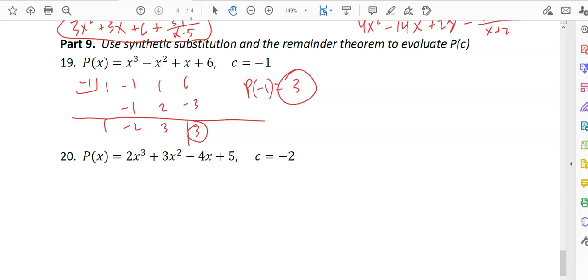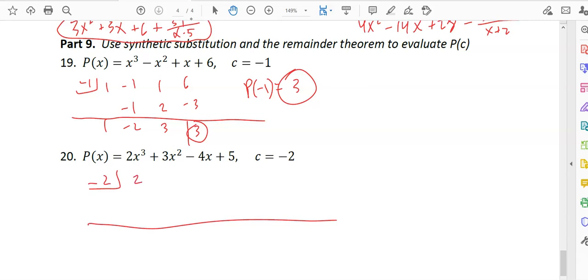If I plugged in negative 1, I get negative 1 minus 1, which is negative 2, minus 1, I'm trying to do this in my head, is negative 3, plus 6 is 3. We get the same answer. Plug it in the old-fashioned way, but it's so much fun doing this synthetic substitution.